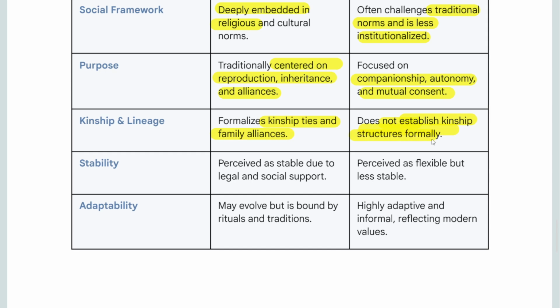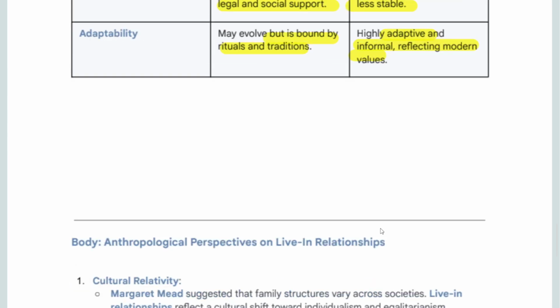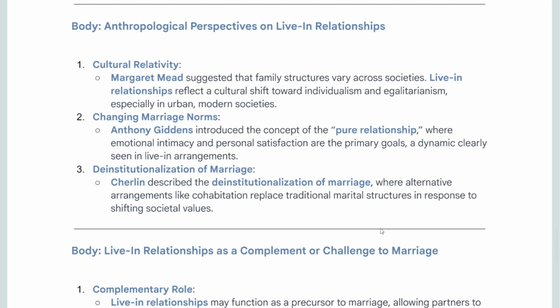Less about connecting families. Often, yes. Stability. Marriage is seen as stable due to legal social backing. Live-in is seen as flexible, maybe less stable, though that's debatable. Yeah. And adaptability. Marriage evolves but has rituals. Live-in is super adaptive, informal, reflects modern values of choice. This really makes you ask, doesn't it? As societies change so fast, how do we even define what counts as a family or a committed partnership anymore?